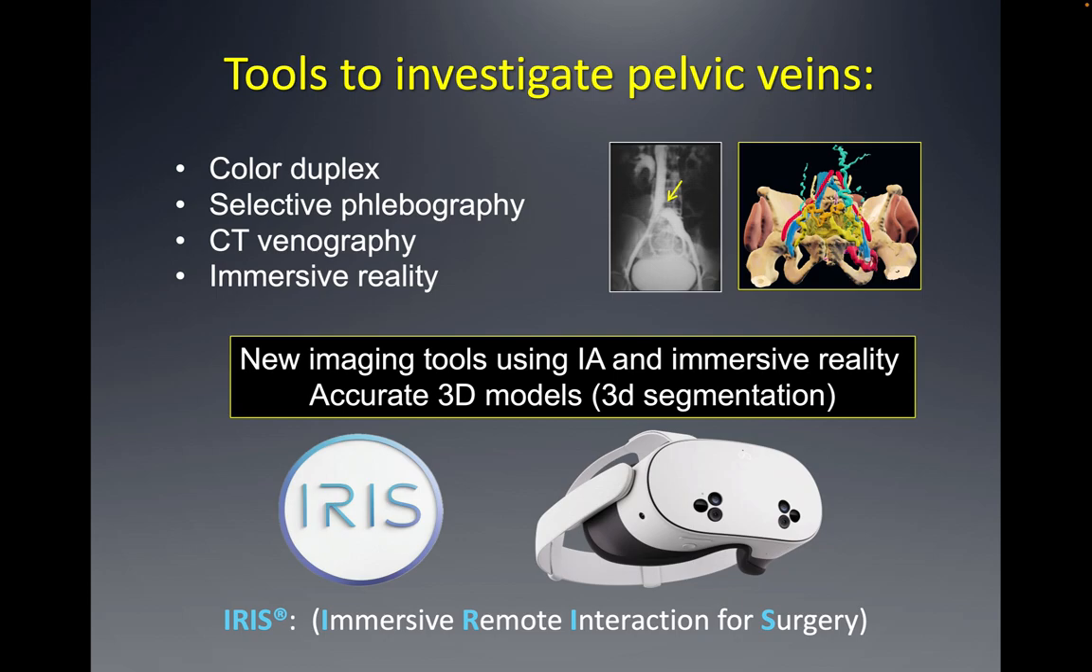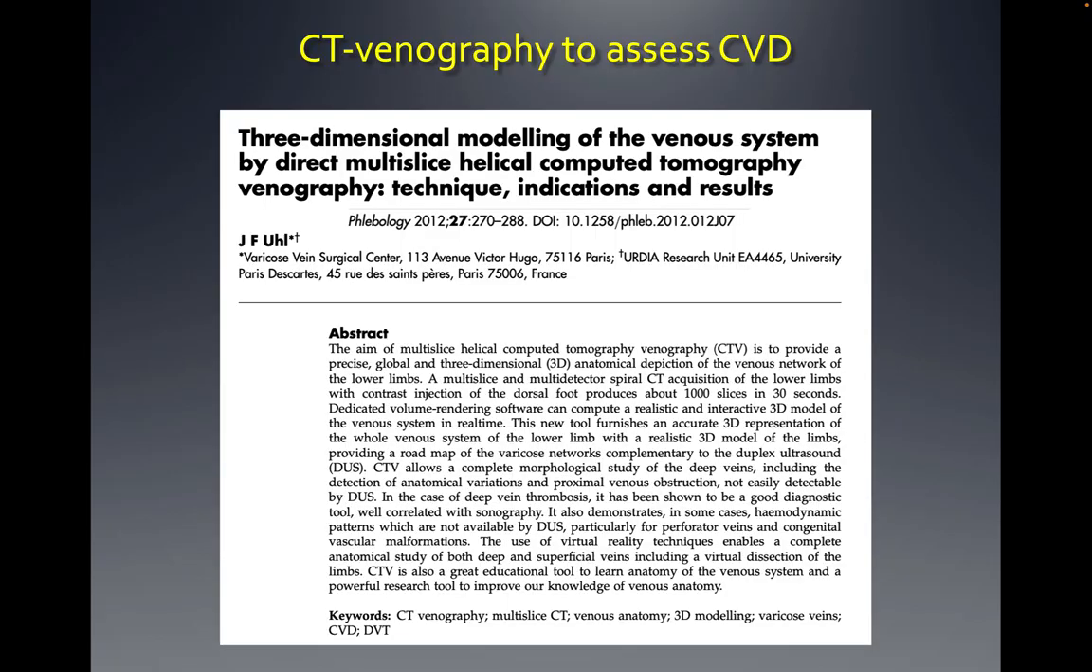How to investigate the pelvic veins? By color duplex, by selective phlebography, but also by CT venography, which can lead to display in virtual reality and immersive reality, which are new interactive tools due to accurate 3D model segmentation. And you see here a new program, which is IRIS. CT venography is a very nice technique, and this paper shows the different indications and the technique of CT venography.